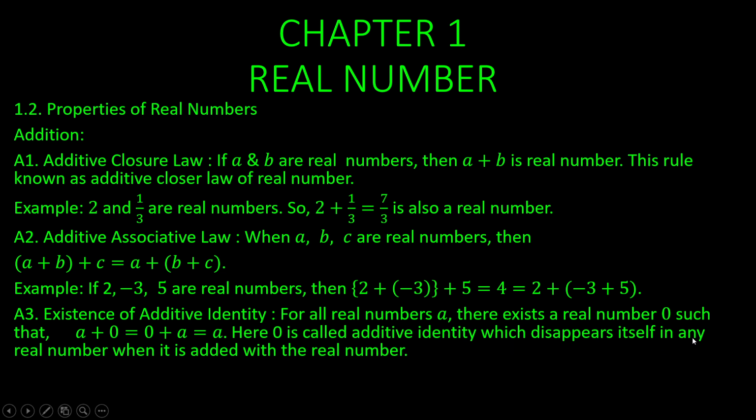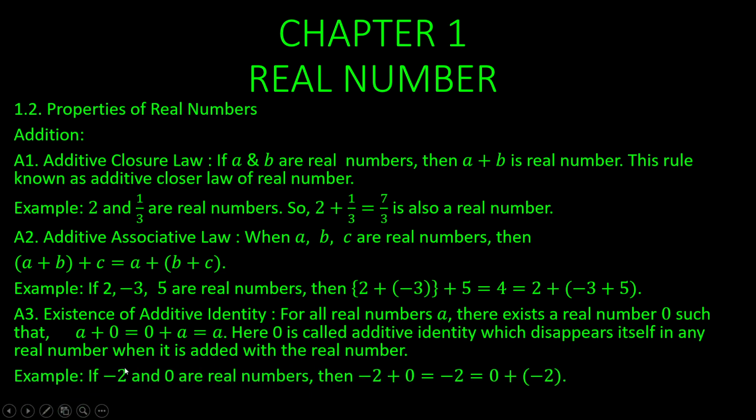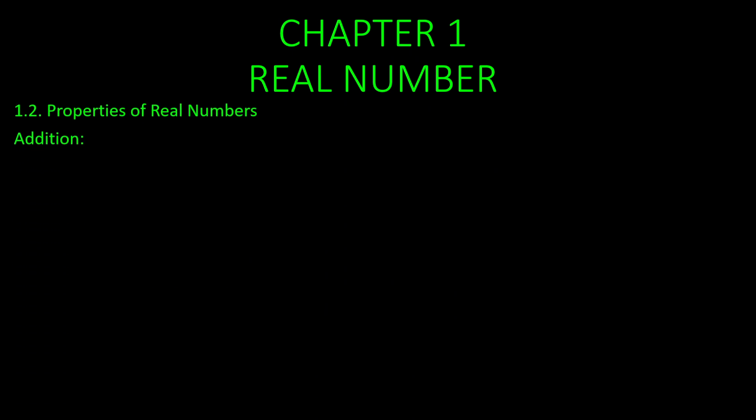And here 0 is called the additive identity, which disappears itself in any real number when it is added with a real number. For example, if minus 2 and 0 are real numbers, then adding 0 with minus 2 we will find minus 2, and again adding minus 2 with 0 we get minus 2. So from here we can find that 0 disappears in minus 2, and that is why 0 is called the additive identity of the real numbers.